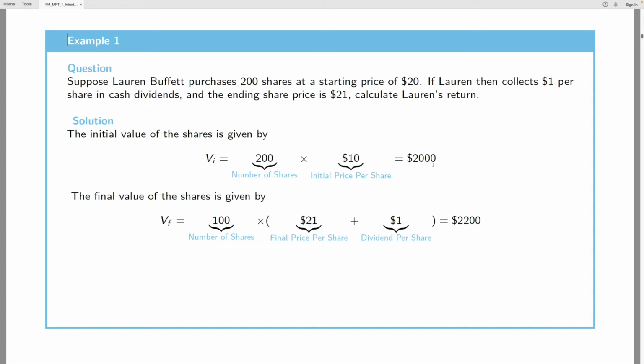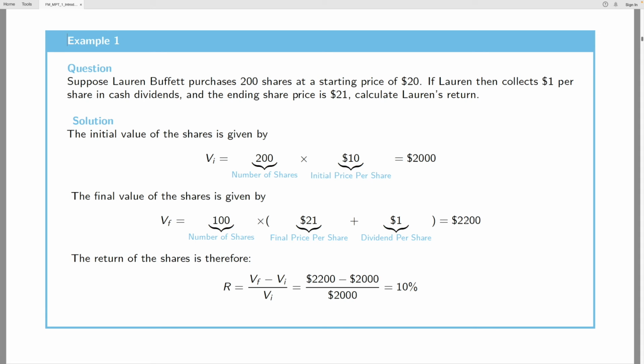The final value of the shares is given by the number of shares times the final price of $21. But additionally, we also have to incorporate the $1 dividend that was paid out per share. So you end up with the number of shares times 1 of dividend. Multiplying this out, the final value gives you $4,200.